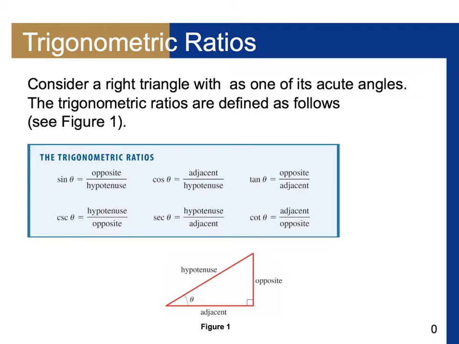Okay, this is Math 105, Section 6.2. We're continuing with our right angle trig, and now we're going to look at a right triangle. So we start with a right triangle with 90 degrees, and the other two angles are acute angles.